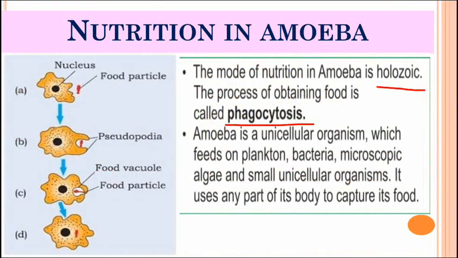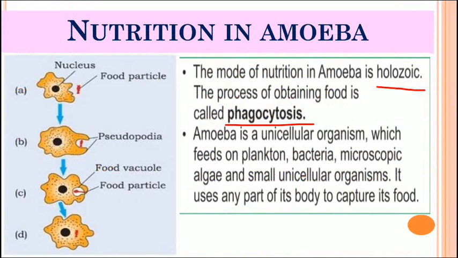It generally feeds on microscopic animals, bacteria, decaying food particles, and microscopic plants, that are phytoplankton or planktons, which keep floating in the water body. Now in this nutrition in amoeba, the mode is holozoic. That means amoeba follows the holozoic mode of nutrition, and the process by which it obtains food is called phagocytosis, because it engulfs the food particle inside its cell or inside the body.